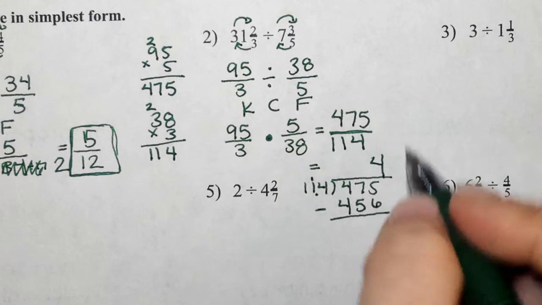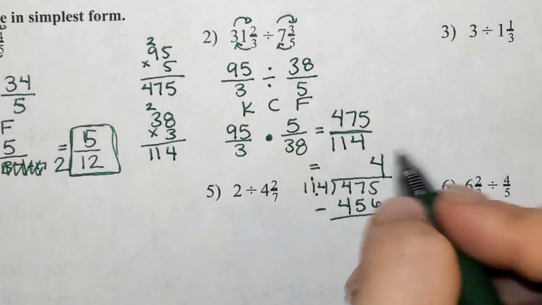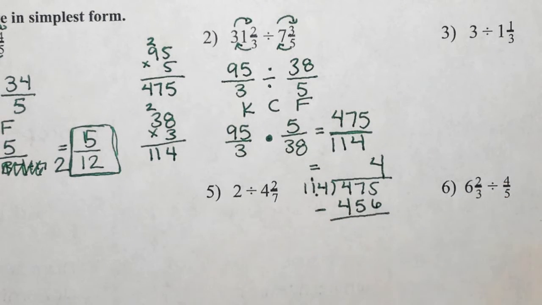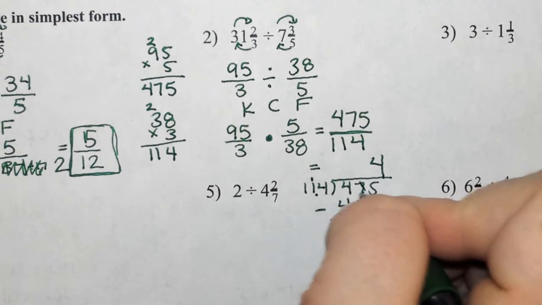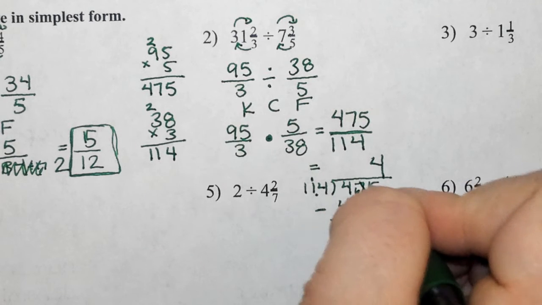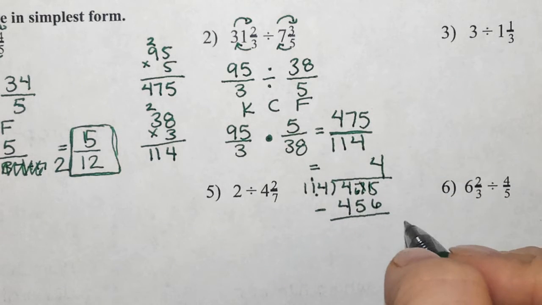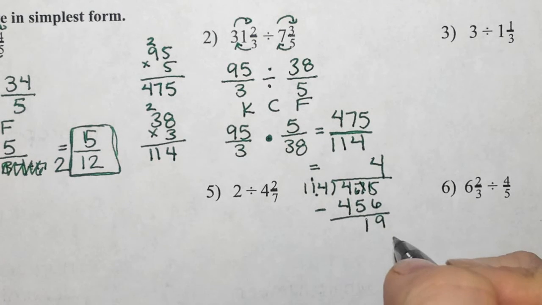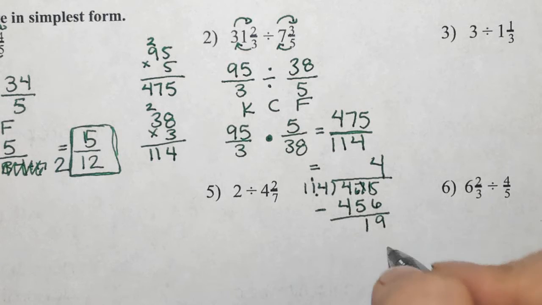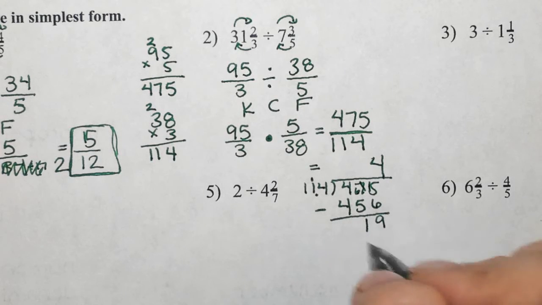All right, so let's subtract here. Can I do 5 minus 6? Are y'all awake? All right. So 5 minus 6, we're going to borrow from 7. That becomes 6. So 15 minus 6 is? 9. And 6 minus 5 is? Okay, so I have 19 left over.